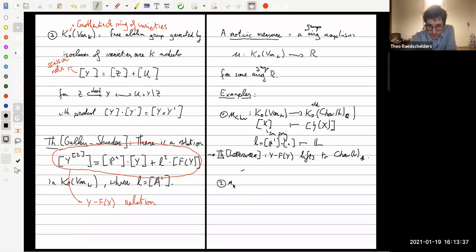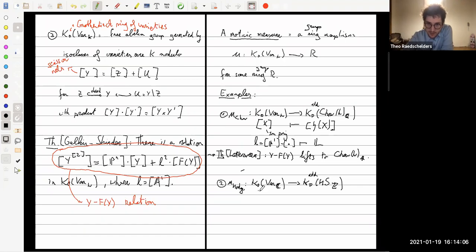Then similarly, what else can we do? We can look at the Hodge realization. And here, to make it interesting, we can look at the integral Hodge realization. So here I'm looking at the category of integral Hodge structures, say pure polarizable. And again, I'm just taking K0 add here, say.